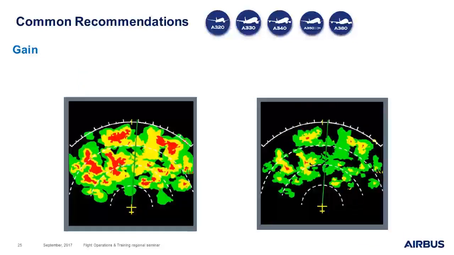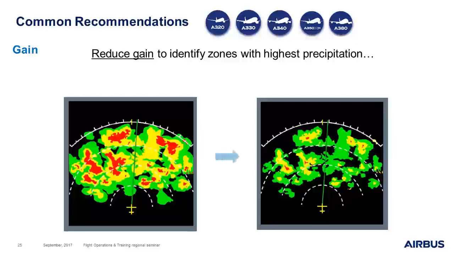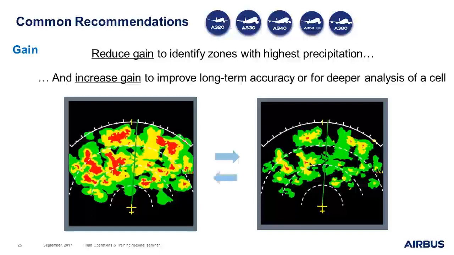Regarding the gain, using manual gain can be interesting to detect the weather. If you reduce the gain, you will be able to identify the zones with the highest precipitation. If you increase the gain, you will improve long-term accuracy, and so you will be able to perform a deeper analysis of a cell.